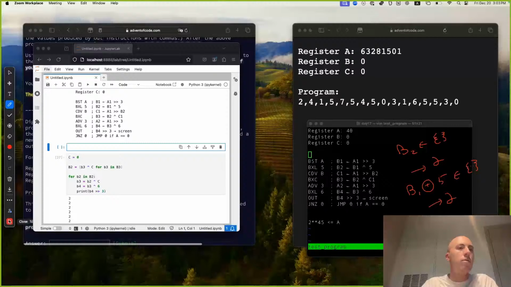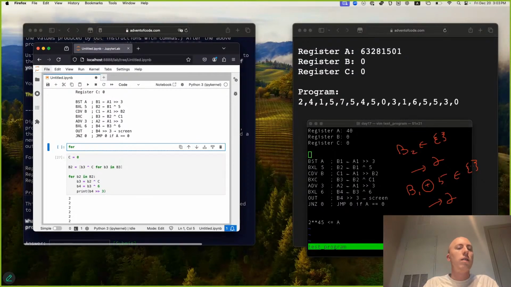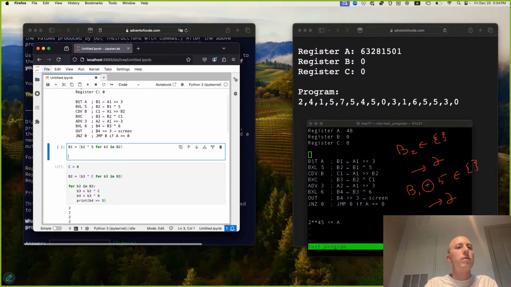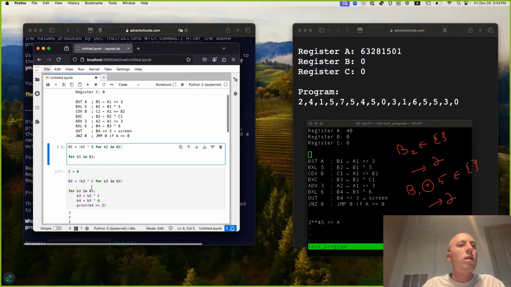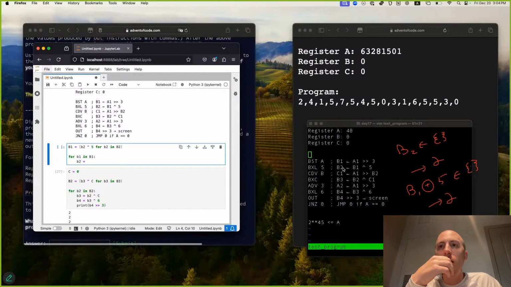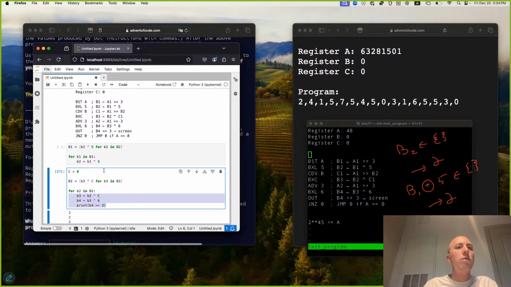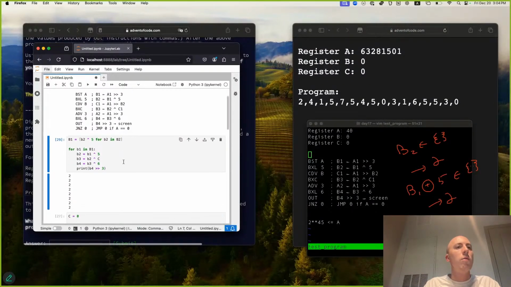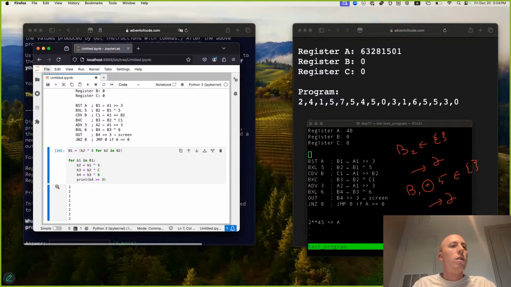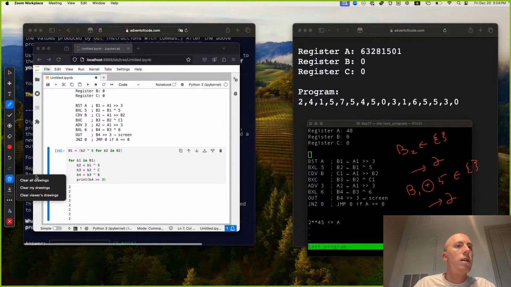So for B2, XOR with 5, this is B1. So for B1 in B1, we're going to basically say B2 is equal to B1 XORed with 5, and then basically just copy the rest of this stuff. We get 2s. So is this the last thing?